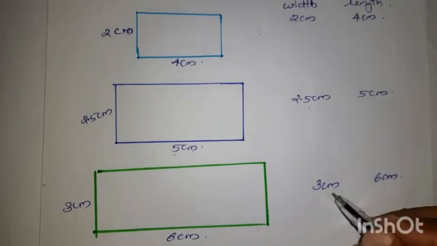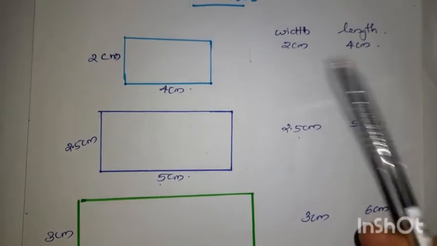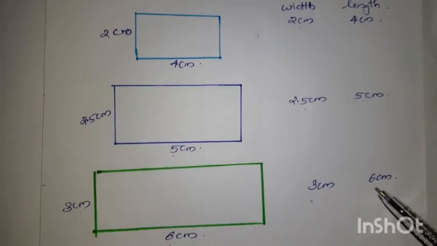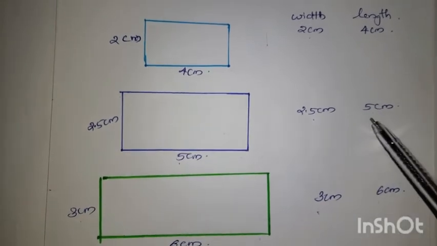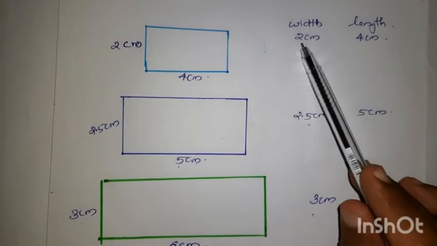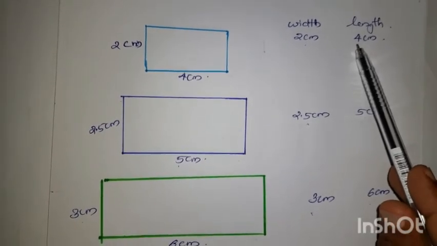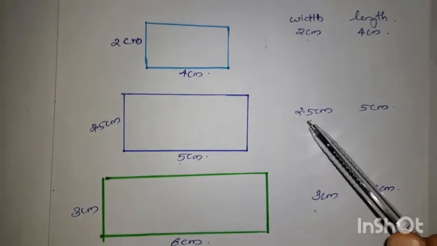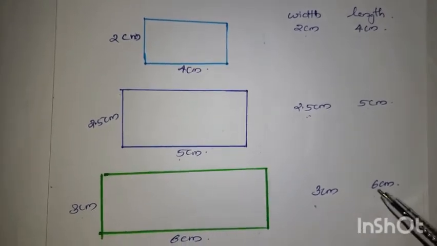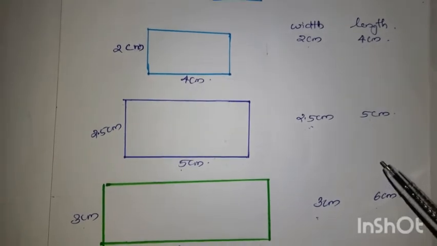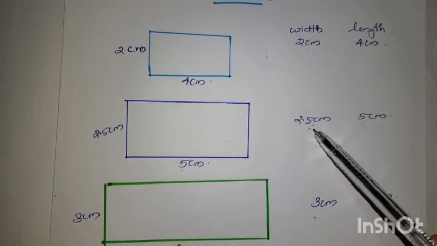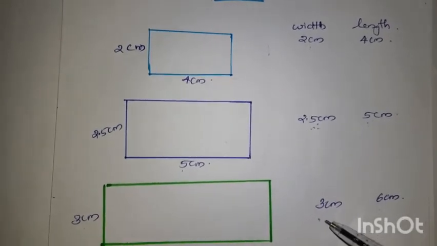So you wrote the length and width here. There is a common relation between 2 and 4, 2.5 and 5, 3 and 6. You can see that the length is double the width. It is 2 centimeter, 2 into 2, 4. So double the width. 2.5 into 2, it is 5. 3 into 2, 6. So the length is twice the width. Or in reverse, we can say the width is half of the length.